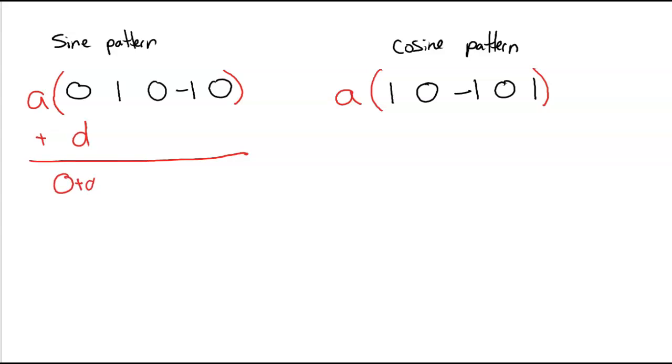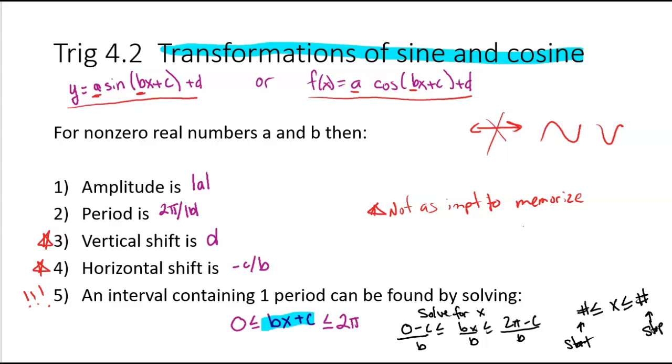So my first number would be whatever 0 plus d is. 1 times a will just be a plus d, and then this would just be 0 plus d, aka just d. And then this would become negative a plus d, and then another 0 plus d. Okay, and again, the a value comes from this lovely equation right here. It's our first value.